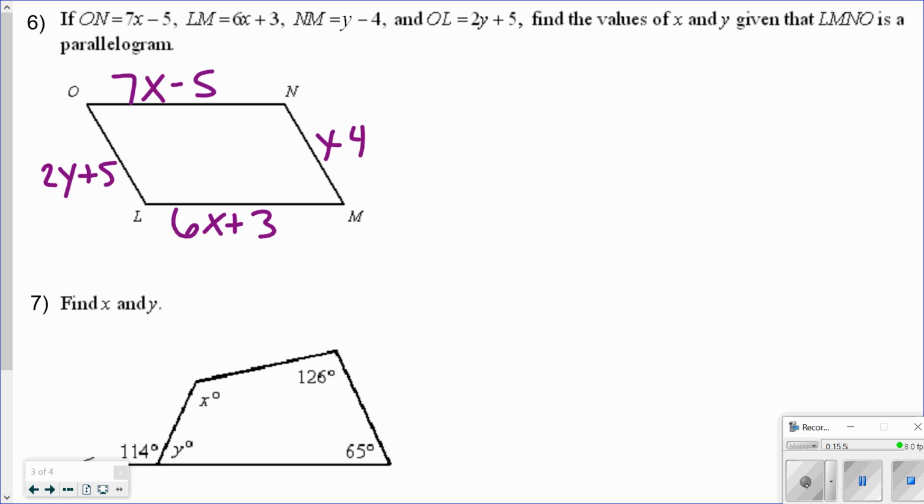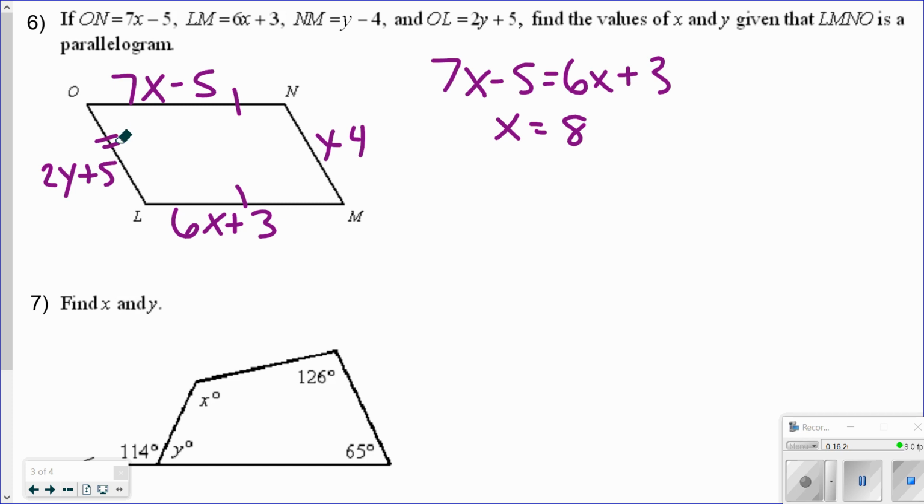All right, so since this is a parallelogram, because it told us it is, we know that these two sides have to be congruent. So I'm going to set those equal to each other. So 7x minus 5 is equal to 6x plus 3. When we solve for x, we end up getting that x is equal to 8.